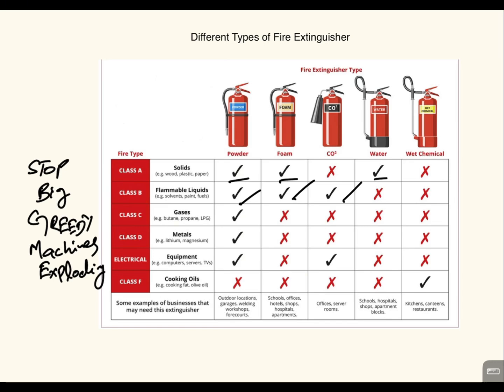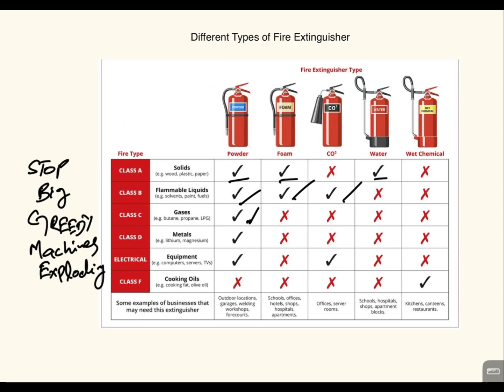The next would be class C, which is gases, right? Could be different gases, LPG, butane. So these gases are under class C, and for those we can use a powder fire extinguisher. This one, right?